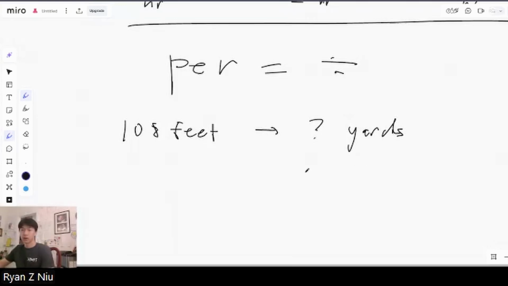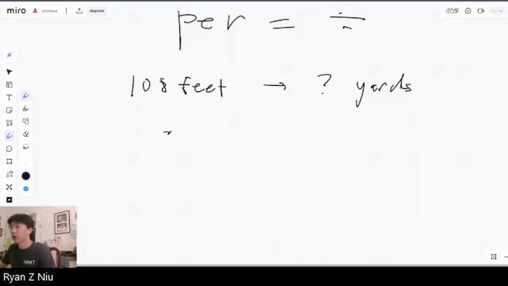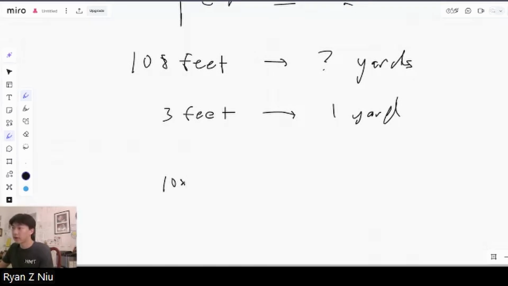Right? And so you might think, okay, well, 3 feet makes 1 yard. And so for every 3 feet I have 1 yard. So in 108, how many threes do I have? Well, in 108, there's 36. So this would be 36 yards, right?